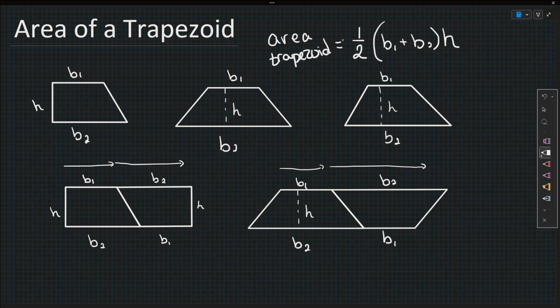This is sometimes thought of as the average of the bases times the height, because 1/2 of the sum of the bases is the average of the two bases. That interpretation can be helpful to students. It tells us that the trapezoid behaves almost like a rectangular parallelogram, whose base is halfway between the two base lengths. Let's connect this back to the pictures.